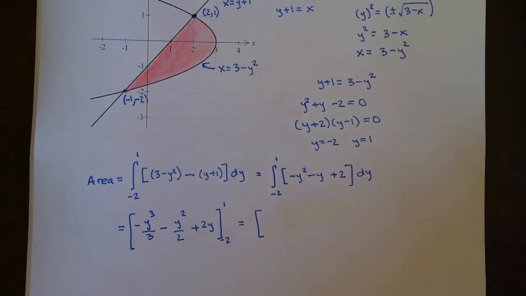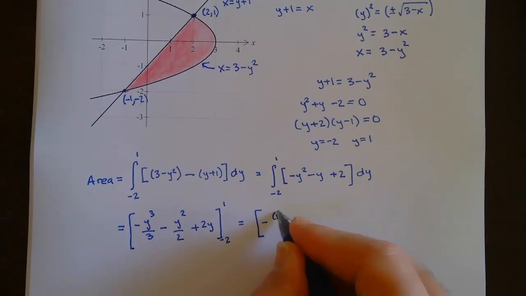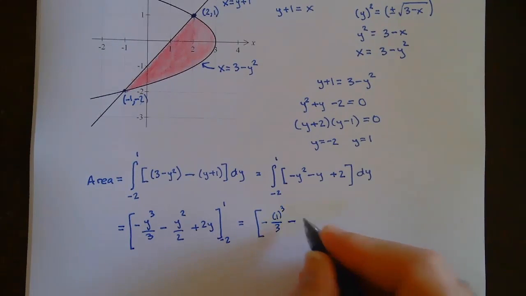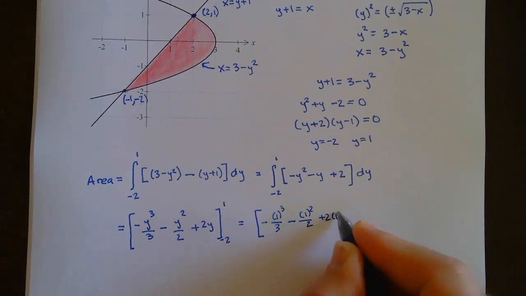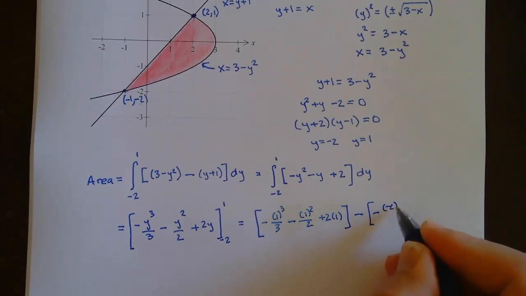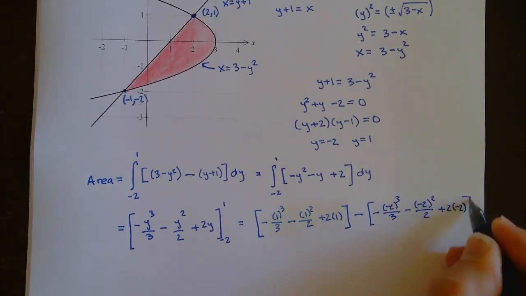Holy schmoly. Okay. All right, putting 1 in. Okay, so negative 1 cubed over 3. You're probably sitting there going, what is he doing? Minus 1 squared over 2 plus 2 times 1. Close the bracket. Minus, okay, now we got to put the -2 in, right? So negative of -2 cubed over 3 minus -2 squared over 2 plus 2 times -2.